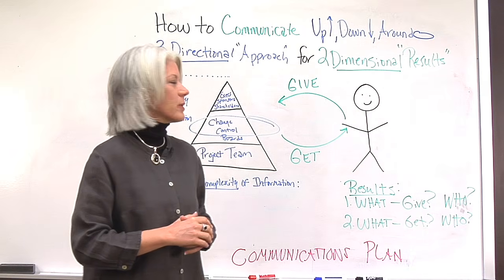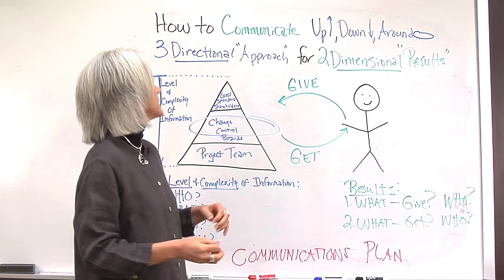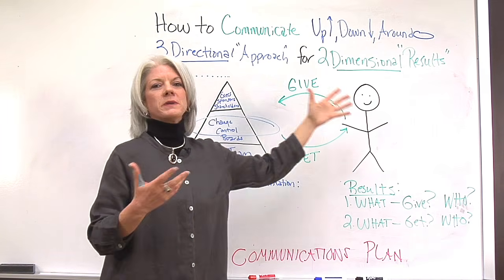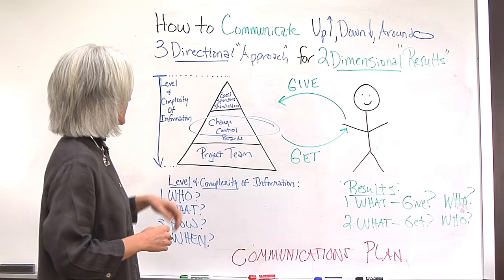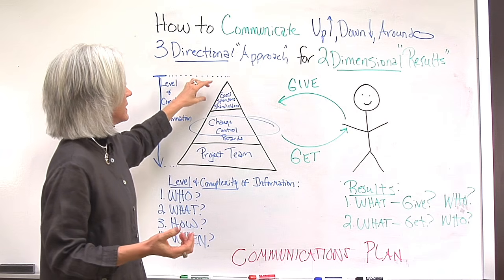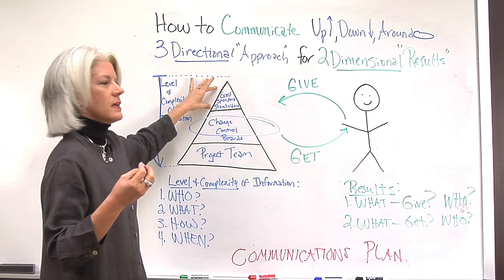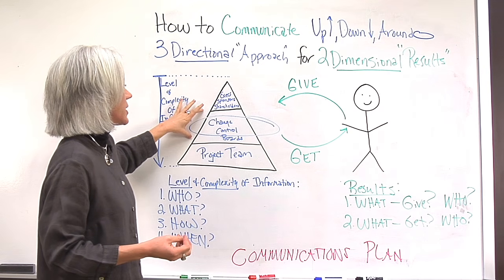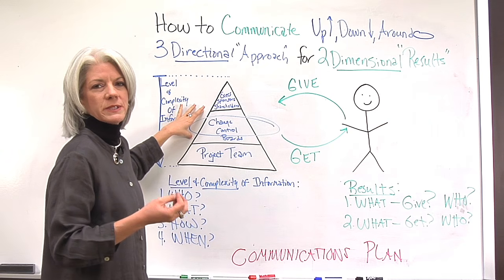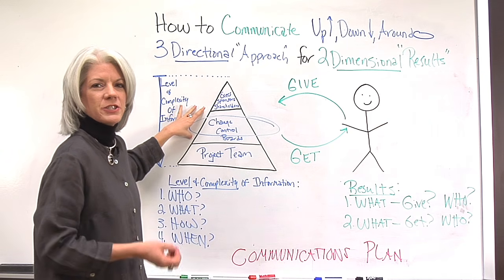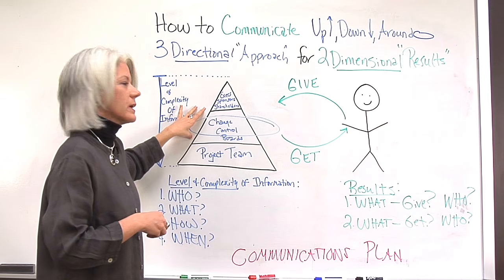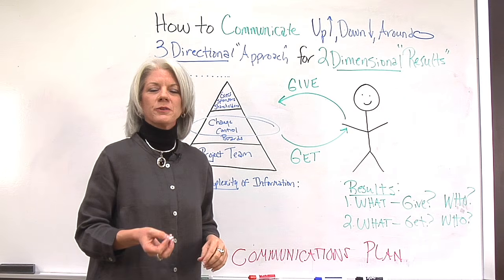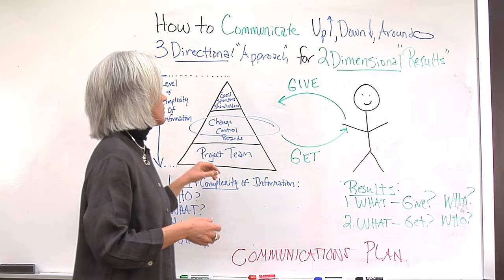And we're going to talk about the components of some of the communications plan today. And we're going to talk about a three-directional approach for two-dimensional results. So what does that mean, really? If we look at a pyramid, and the executives, sponsors, and shareholders being at the top, at the peak, there are fewer of these people on our projects. Then we go to the change control board, where there are probably more members representing maybe business units, different organizations, outside organizations, internal organizations, and then project teams. Again, project teams can be internal, they can be external, they can be multiple members at multiple levels.